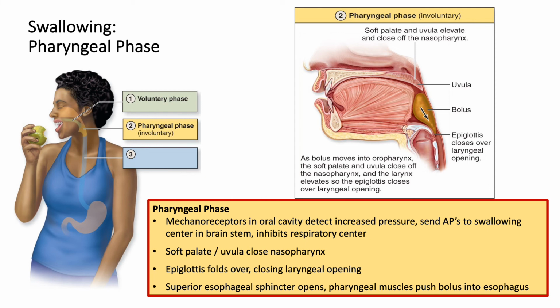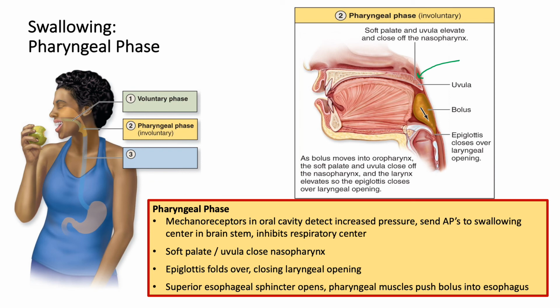When that bolus is pushed to the entry point of the oral pharynx, there are mechanoreceptors there. We'll trigger those mechanoreceptors. They're going to detect that increased pressure and send action potentials to the swallowing center in the brainstem, the medulla. The medulla is going to initiate a few involuntary responses via motor neurons. The first is that we're going to elevate the soft palate and the uvula, and that's going to block the entry of food into the nasopharynx.